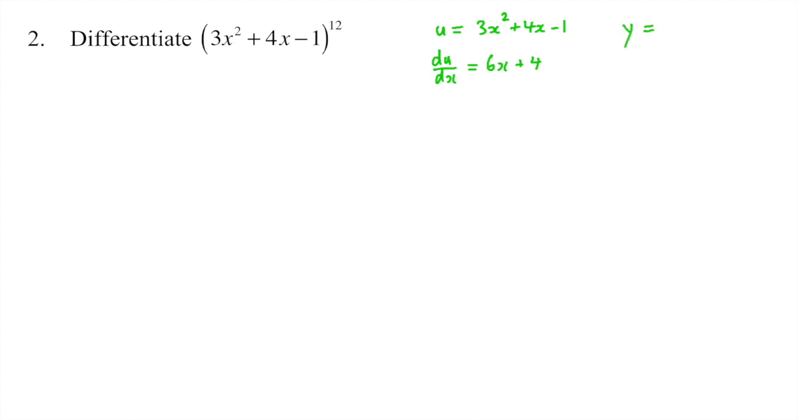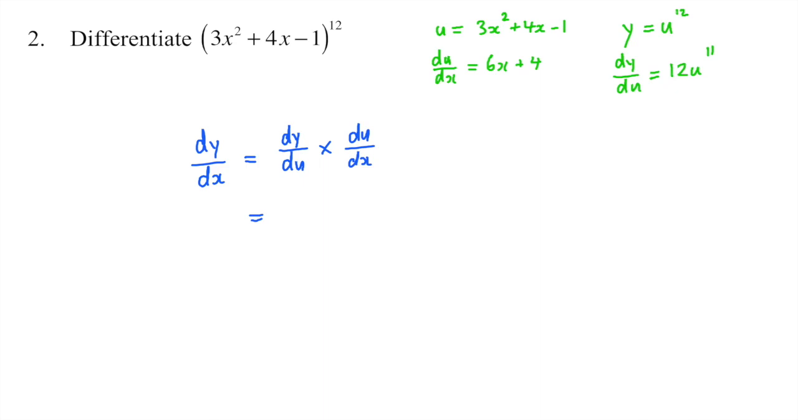I also have y equals, I'm rewriting the question here, instead of putting 3x squared plus 4x take 1, I'm going to call that u, so it's y equals u to the power of 12. Which means dy over du equals 12u to the power of 11. So let's actually differentiate this now. The original derivative, dy dx, is the derivative we were looking for because there were x's in it, is dy over du times du over dx, which equals, now dy over du, that's 12u to the power of 11.